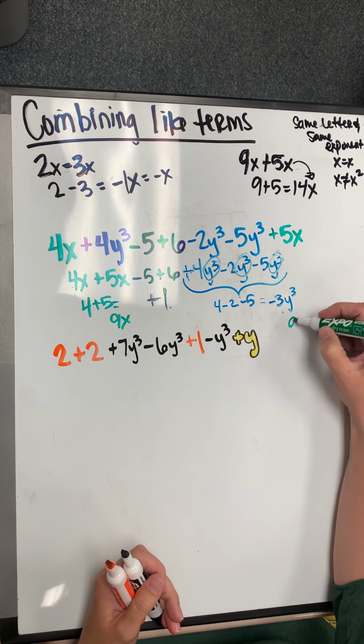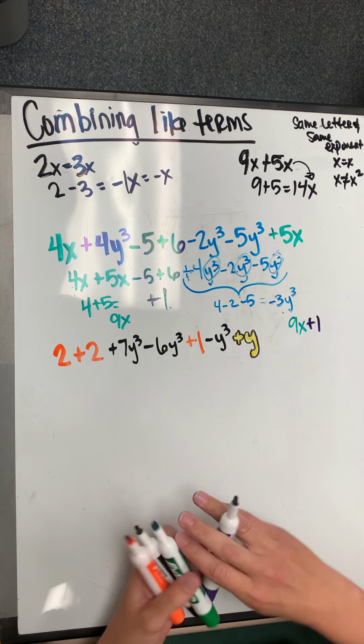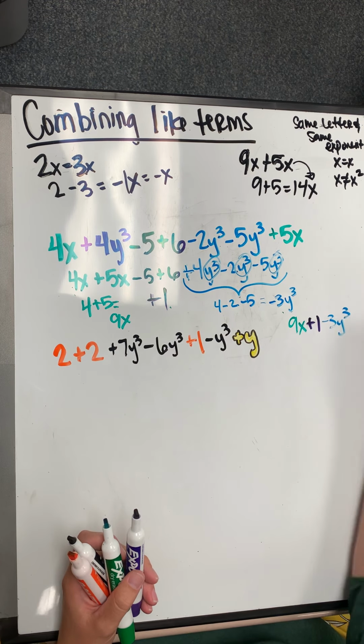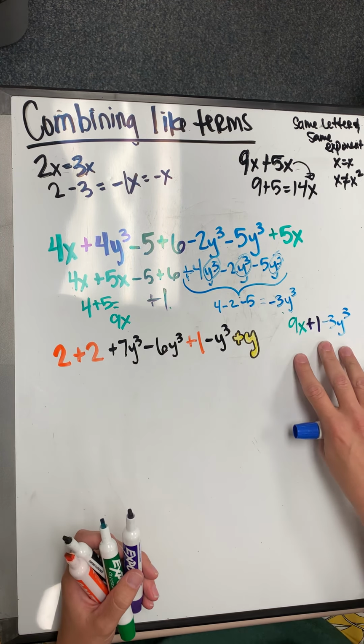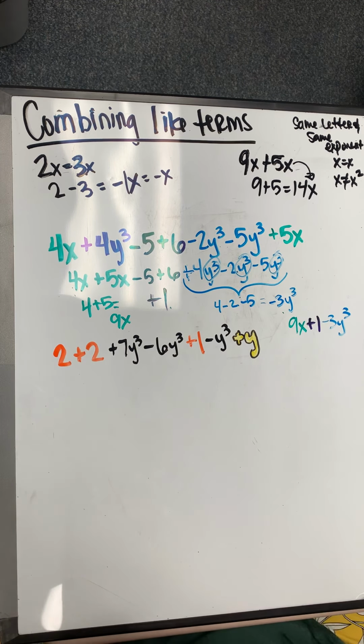It will look like 9x plus 1 minus 3y to the third. And that is as far as I can go. I don't have any other like terms to combine.